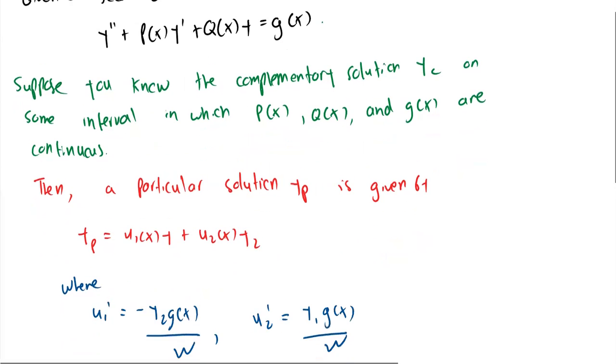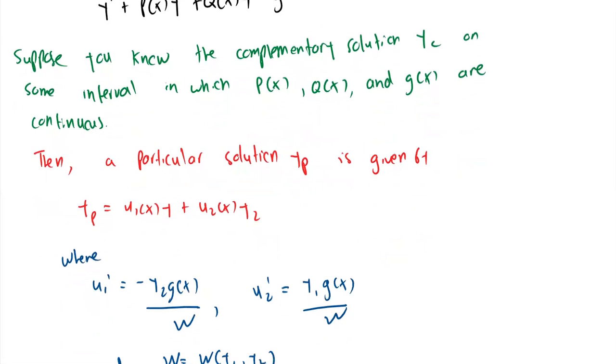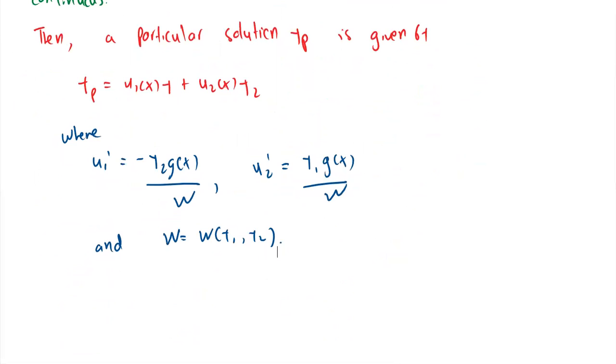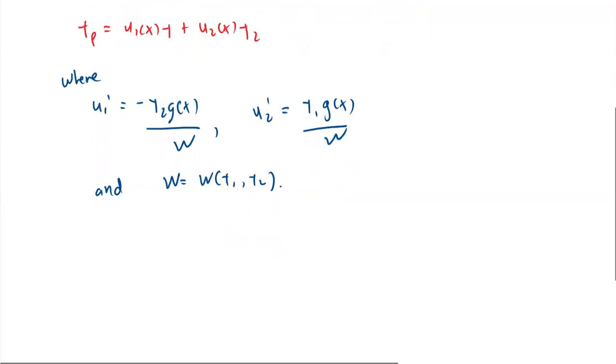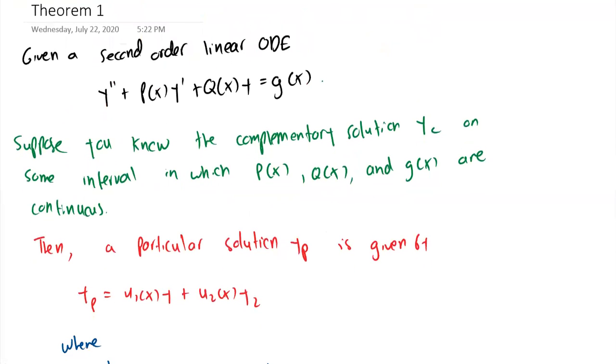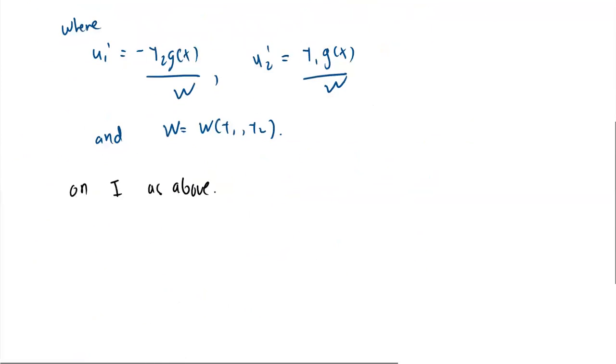Then a particular solution is given by this form where we have these formulas for u1 prime and u2 prime. So all we have to do is integrate those, and then we find what u1 and u2 are, plug them into the original particular solution. Now, on what interval does this work? This works on I as above. So the common interval you found here, common interval for the complementary solution and the continuity of p, q, and g. Right. So that's it.